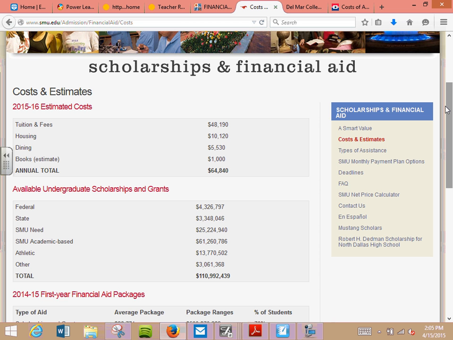These are the scholarships and grants that you can get. The federal ones are up to 4 million, state 3 million, SMU need 25 million. Academic based, look at that, $61 million for academic based. What does that mean? Not athletic, I said academic. If you are one of the top performing students in your class or just overall, you are more likely to get that scholarship. So if you stay on the path where you are now, in pre-AP, then you should be fine. There's a very high chance that you're going to get scholarships.